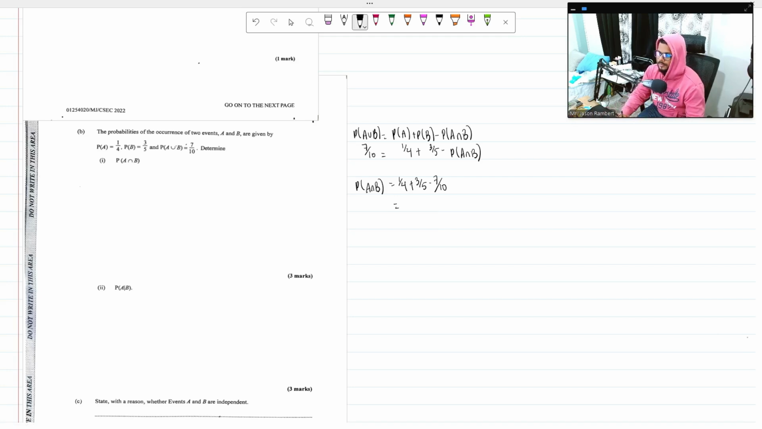I get 3/20. The probability of A given B is the probability of A intersect B over the probability of B. A intersect B is 3/20. B is 3/5. So 3/20 multiplied by 5/3. The 3's cancel. So 3/20 divided by 3/5, I'll get a quarter.